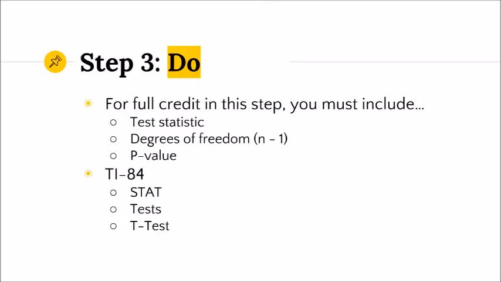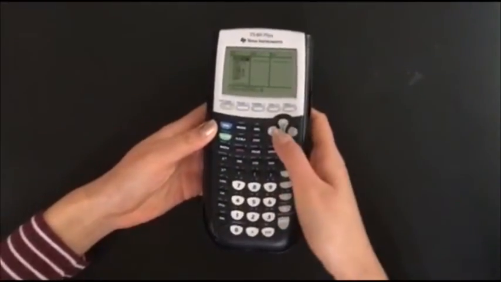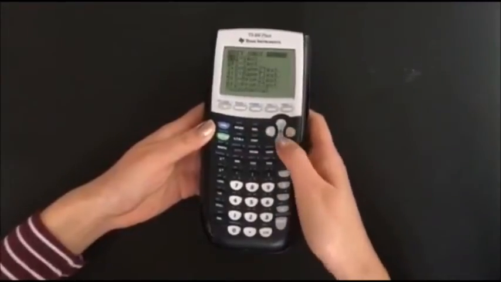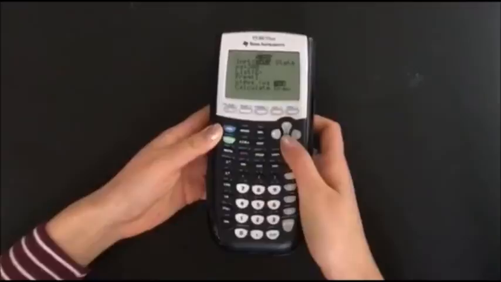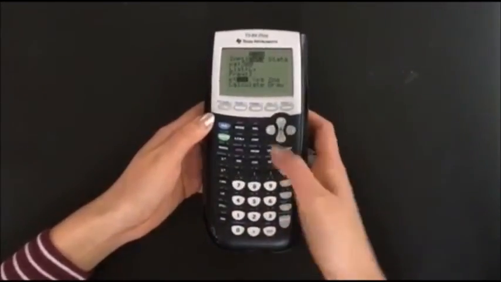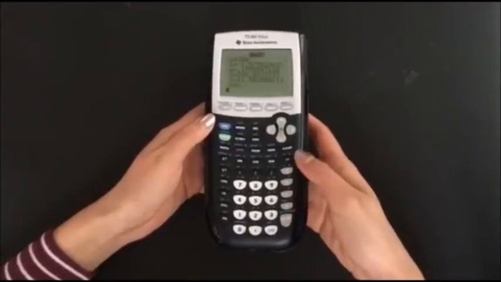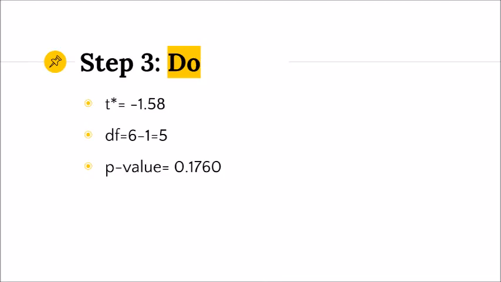We can use our calculator to do the do step. Because we were given the data rather than a statistical summary, we will first go to the list, which you can get to by pressing Stat, going to the Edit section, and then pressing Edit. Enter all of the given data in L1. Then we will press Stat, then Test, then T-test. Input the data with the null mean 300, the list of data L1, a frequency of 1, and the correct alternative hypothesis, mu does not equal mu sub 0. To earn full credit on this step, we will include the t-statistic, negative 1.58, the degrees of freedom 6-1, or 5, and the p-value 0.176.